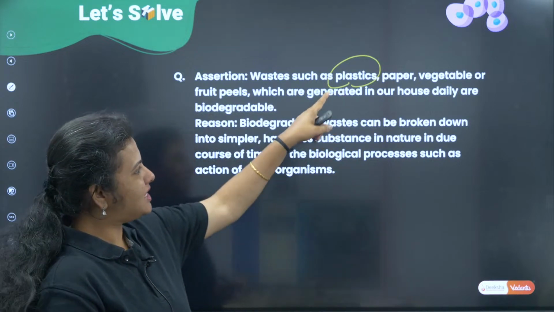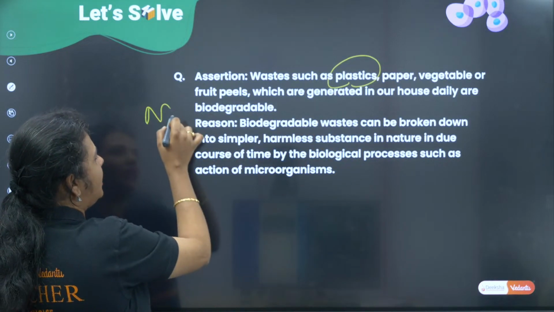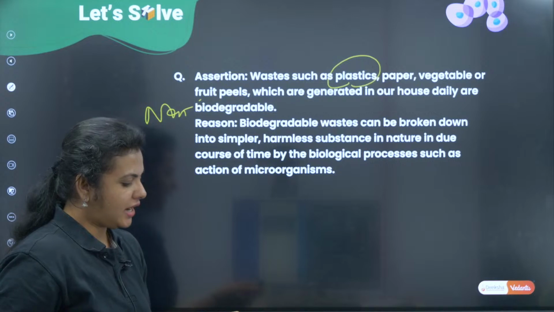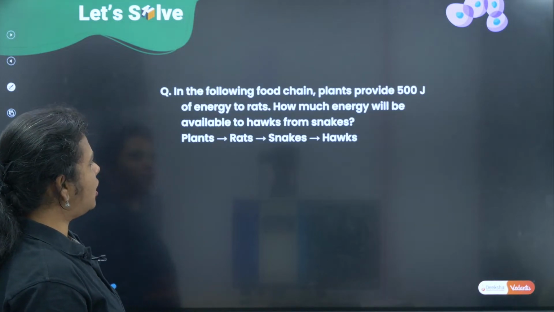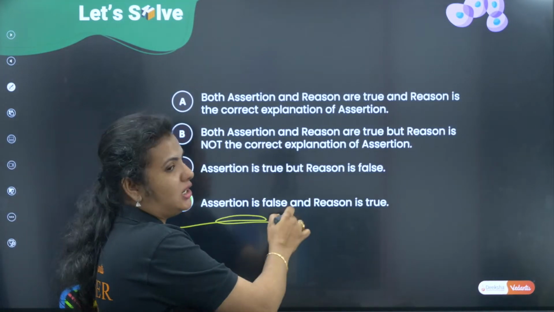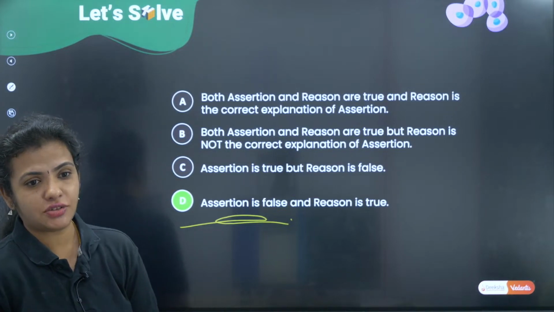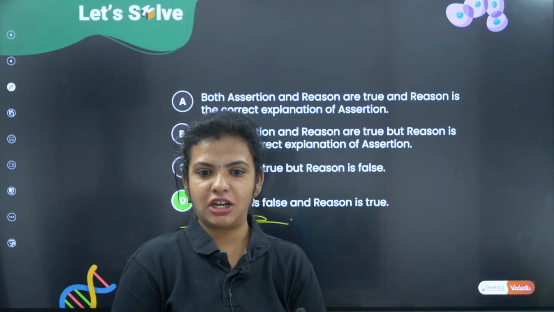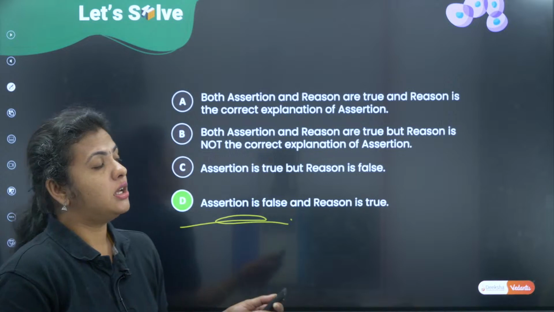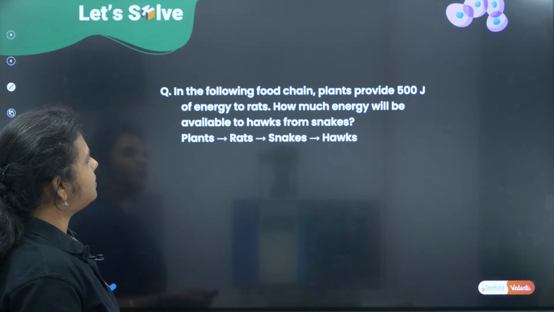Okay. So, plastic is non-biodegradable. Correct. So, what is the option? Option D. Okay, assertion is false but reason is true. Alright, next we will take up some questions.